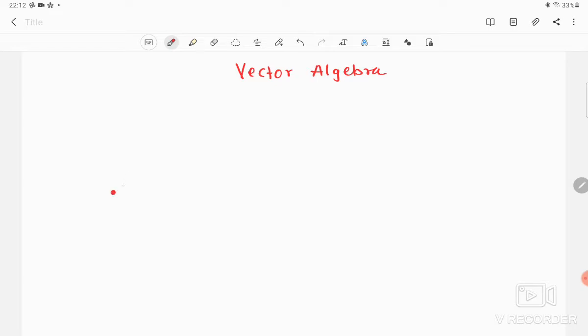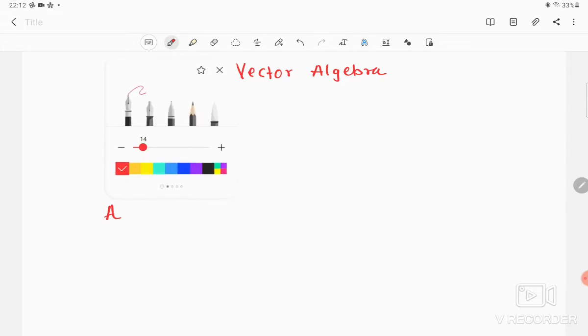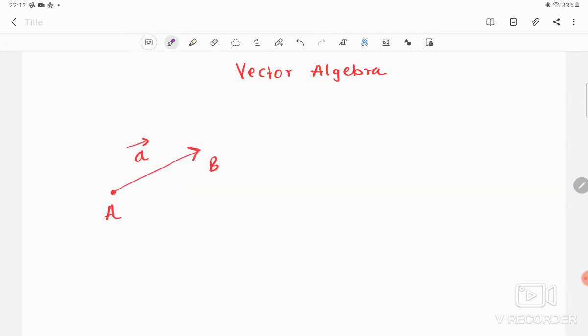Okay. So this is the initial point. Suppose this point is A and this point is B, and the magnitude is given by A bar, right? So as I told you, the vector has both magnitude and direction. So this is the direction, and this length is the magnitude of a vector, right?